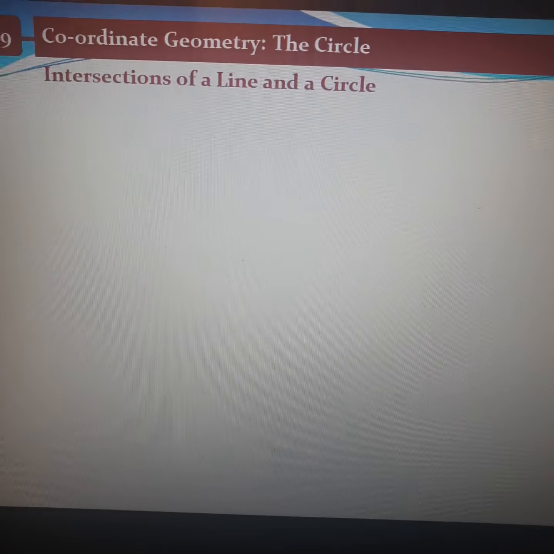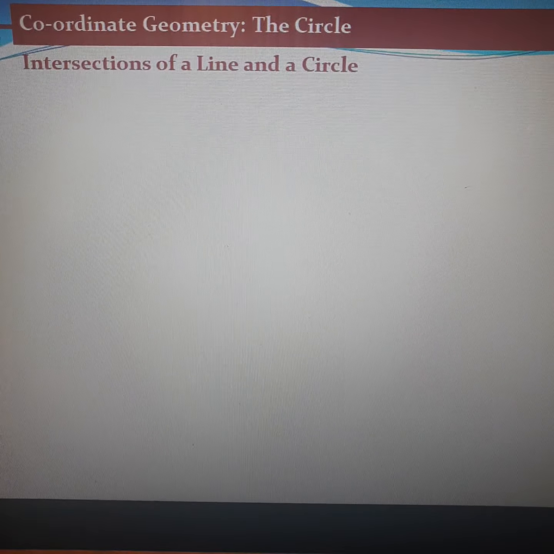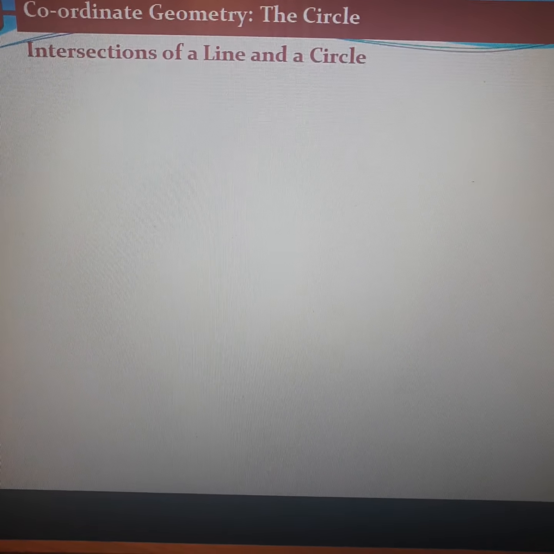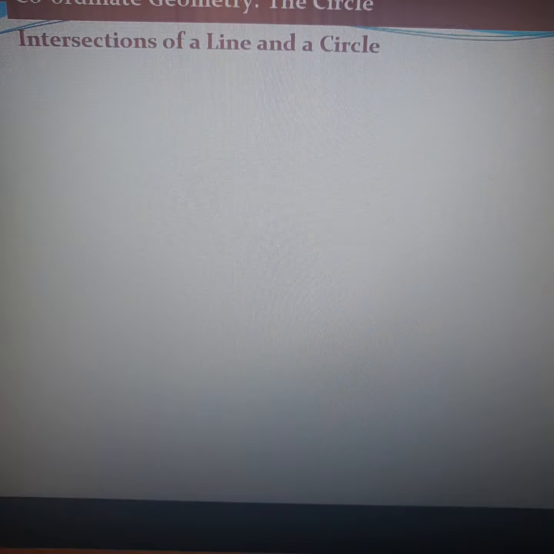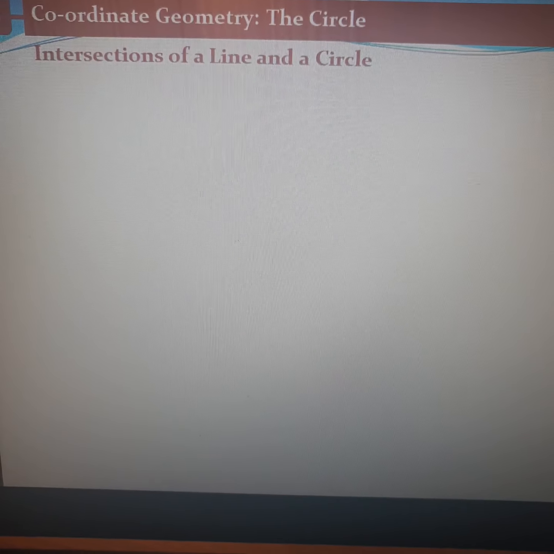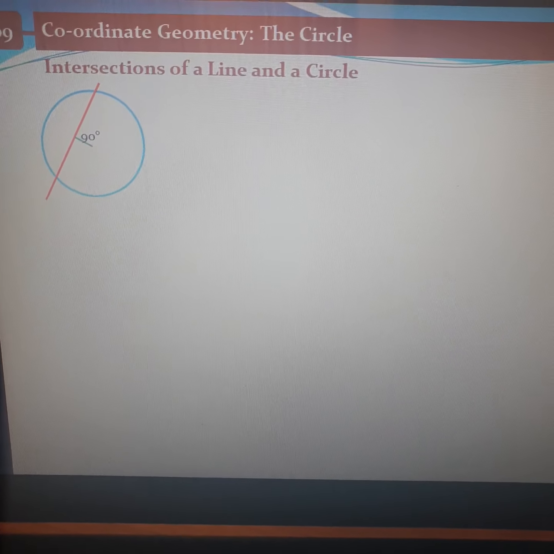This lesson is based on the intersection of a line and a circle, which is something you would have come across in algebra. Do you remember when we were doing simultaneous equations? Hopefully some of the concepts will start coming back to you a little bit. But just a brief introduction then.